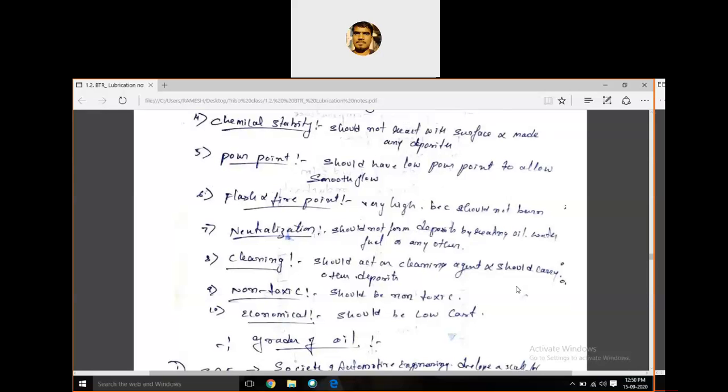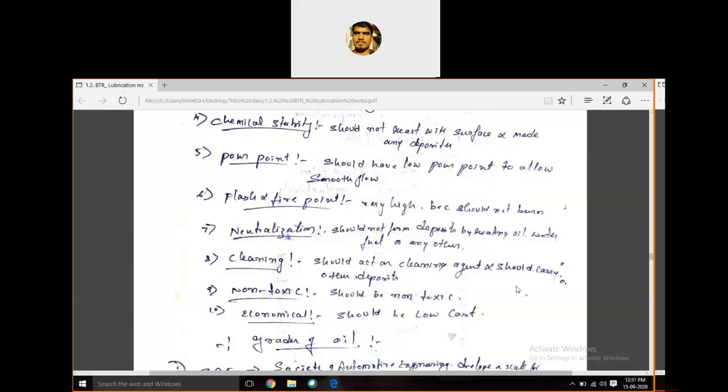So next property is non-toxic. If it is toxic, it may affect the person who is operating. So it should be non-toxic. It should not produce any toxic gases, as they may be harmful. So it should be non-toxic.